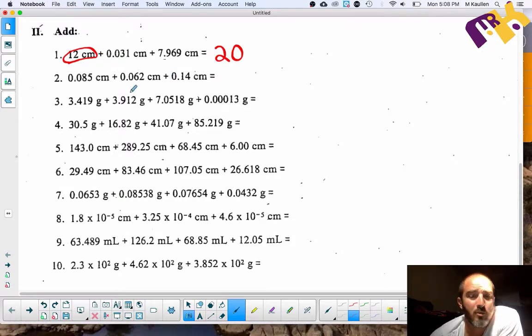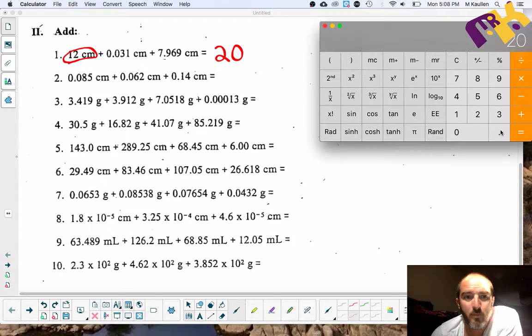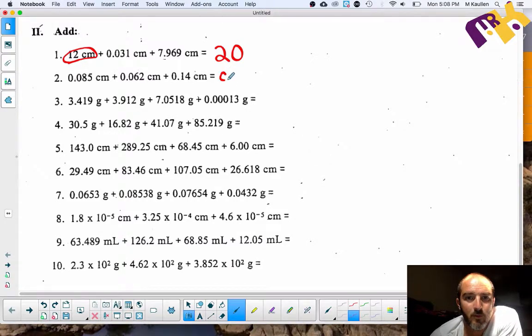Let's do one more just to hit it home here with what we are doing. All right, so let's consider number 2. We're going to add the series of numbers up. So we'll take our 0.085. We're going to add to that 0.062 plus 0.14, and this comes out to 0.287. All right, so we're going to write that number down, 0.287.